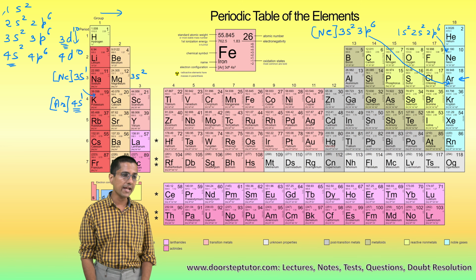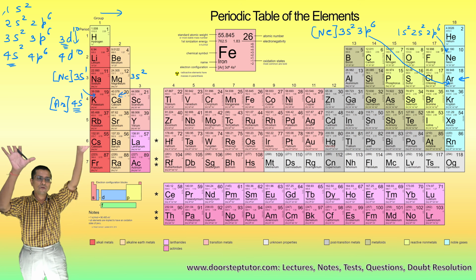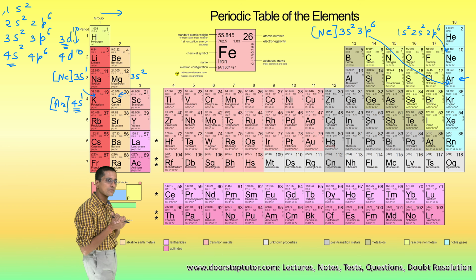Okay, and similarly for calcium the same thing happens. It is argon 4s2; the next electron occupies the s orbital, the 4s orbital.